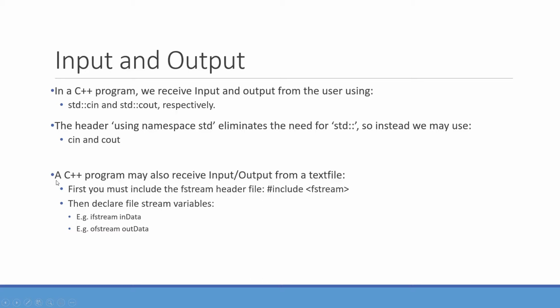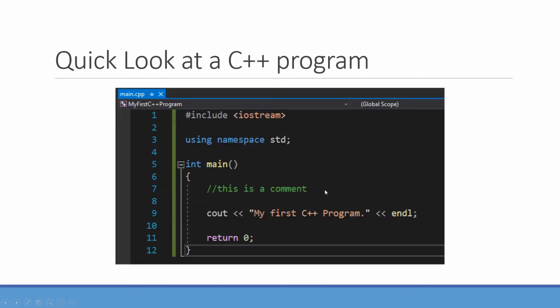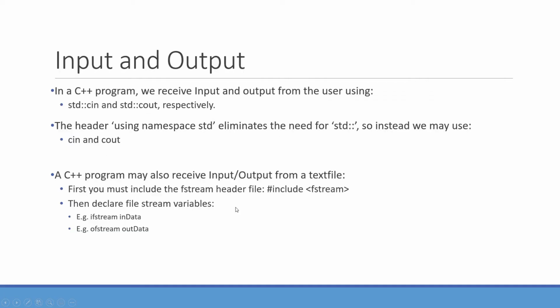And secondly, a C++ program may also receive input and output from a text file. First, you must include the fstream header file by saying #include <fstream>. So if you go back to here, if you wanted this program to read from a text file, you would include that other header, fstream. And then you declare these fstream variables, which are ifstream and ofstream. And whatever name you assign to these variables, you use them in place of your cin and cout. So it's actually really simple to read from a text file.